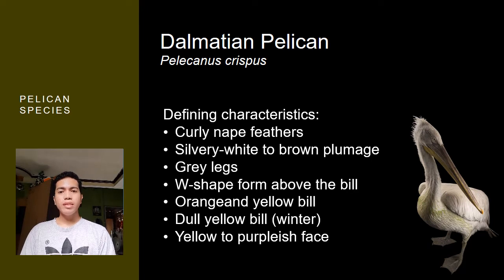They have gray legs, and the loose feathers around the forehead of the Dalmatian pelican can form a W-like shape on the face right above the bill. In the breeding season, it has an orange to red lower mandible, and their pouch is again yellow to the upper mandible. In winter, the whole bill is somewhat dull yellow, and the bare skin around the eye can vary from yellow to purplish in color.